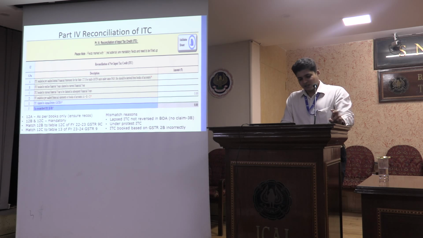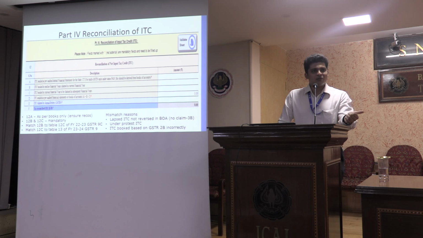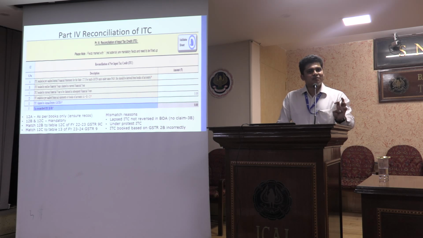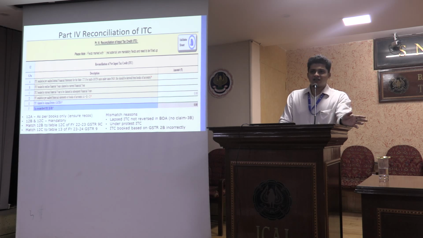12C, which is there presently, we can match it to table 13 of GSTR 9. So this interlinking between 9C and 9 also is available. Possible reasons for mismatch between table 12 and table, ITC as per books and ITC which is disclosed coming out of our GSTR 3B. First and foremost is lapsed ITC which is not reversed in the books of accounts.